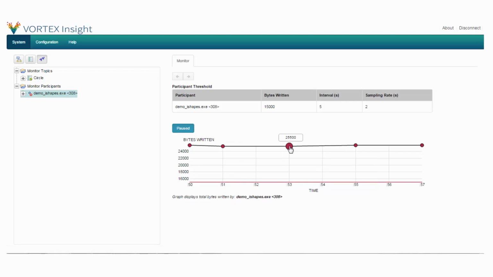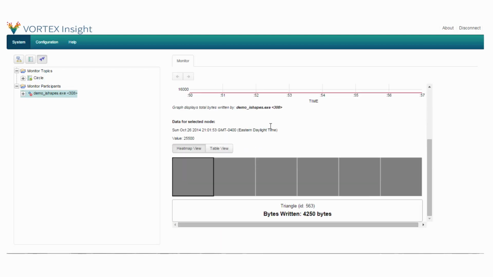Whenever we encounter a threshold violation, we can pause the graph and look at the actual data. By clicking on the corresponding data point, we can see detailed information about the time the sample was recorded, the actual total traffic load value, as well as a breakdown of the contribution of the involved entities, in this case writers, in form of a heatmap view or a table view.